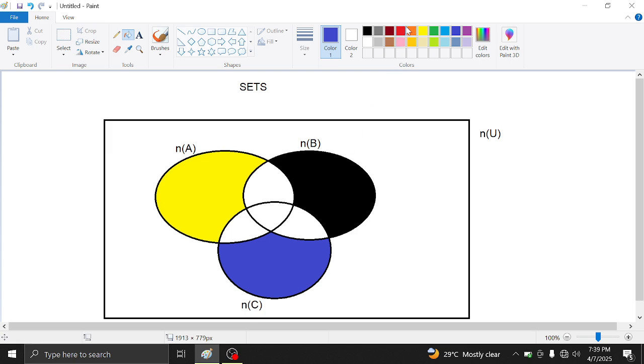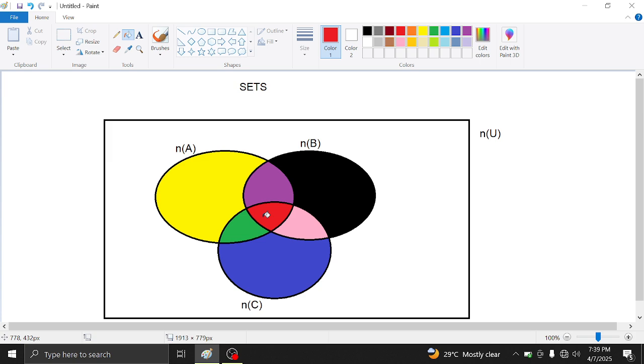And let me pick another color here. The green shaded portion is number of A intersection C. The pink colored part is number of B intersection C. The purple colored part is number of A intersection B. And the red colored part is number of A intersection B intersection C, meaning members present in A and at the same time present in B and at the same time present in C.